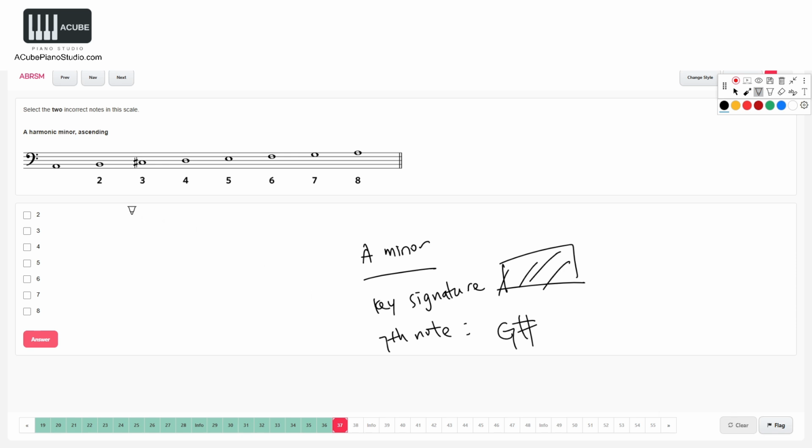Okay, so where is G? It should be here, right? This is G. You need a sharp. For the rest of the notes, no sharp, no flat. So this one shouldn't be there. It should be just basically C, without any sharp. So 3 is wrong, 7 is wrong.